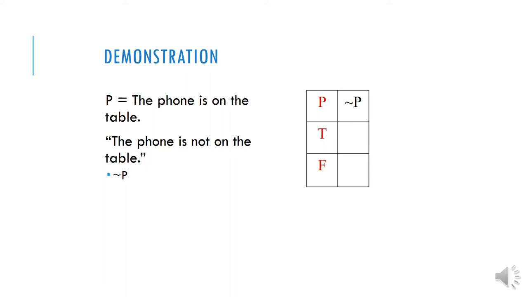If we look at row 2, where the red F is located, this means that the phone is not on the table, right? It's false that the phone is on the table. Therefore, if I say the phone is not on the table, I must be saying something true. This is the truth function of a negation.